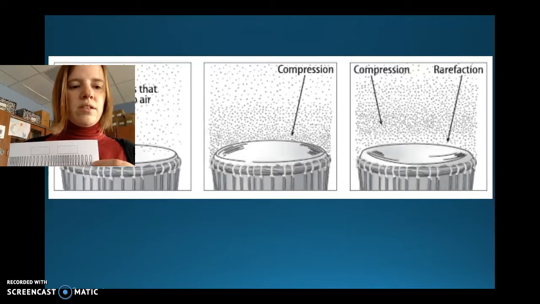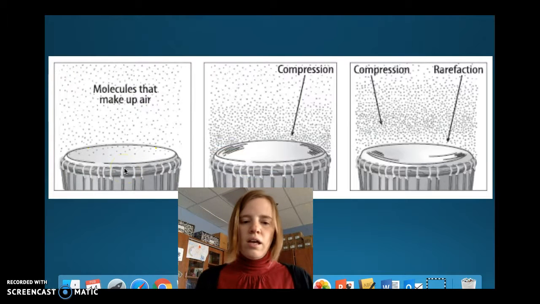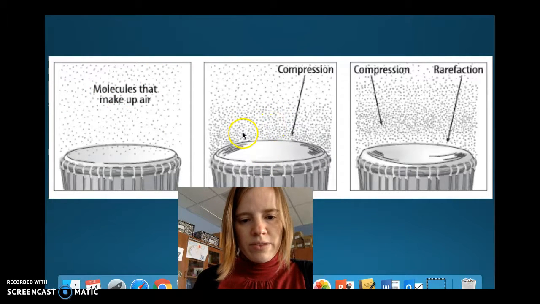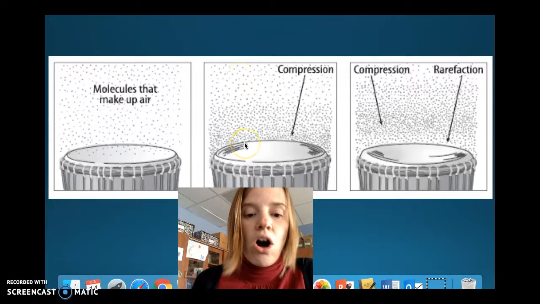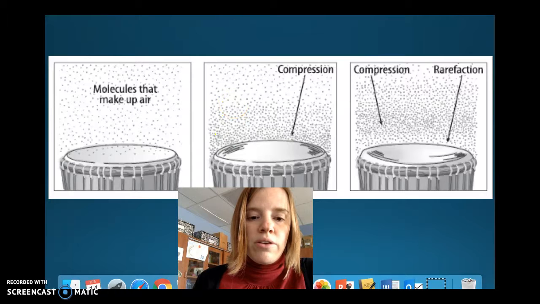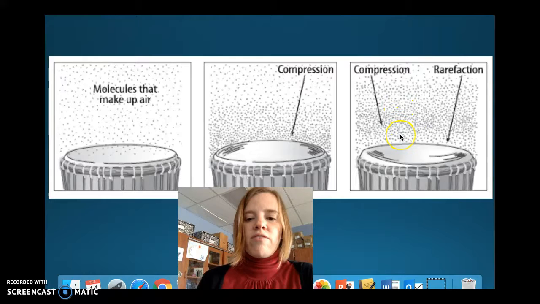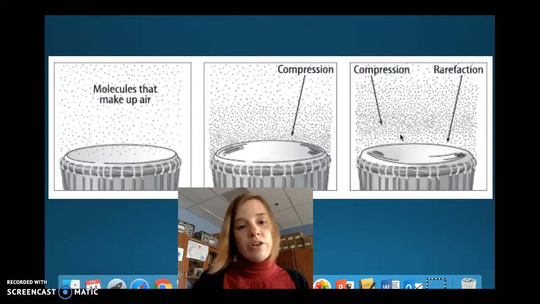And I just wanted to show you this visual. This is sound. So this is a drum, and this just shows you some molecules that make up air. When the drum is hit, this is how the sound wave leaves the drum and travels through to your ear. All of the molecules start to vibrate, and that energy gets transferred from molecule to molecule, and then the compressions occur, and then the rarefactions are when they spread back out. So it's like vibrating up towards your ear, essentially.